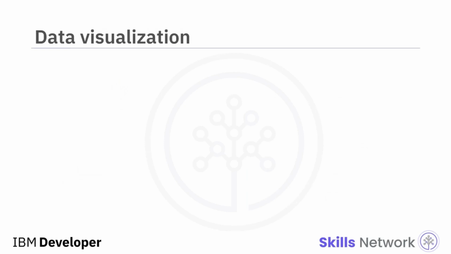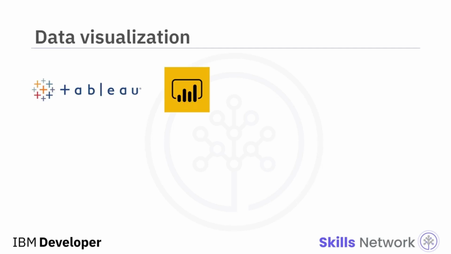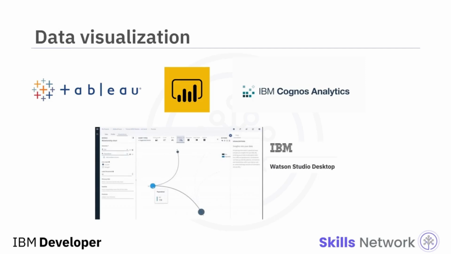The focus of these tools is to create visual reports and live dashboards. The most prominent commercial representatives are Tableau, Microsoft Power BI, and IBM Cognos Analytics. Another type of visualization targets data scientists rather than end users. For example, the visualization can show relationships between different columns in a table. This functionality is contained in Watson Studio Desktop.